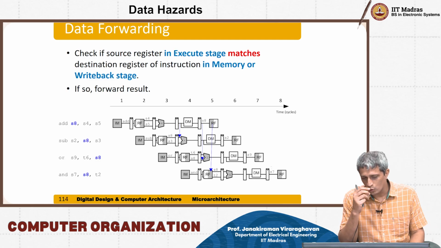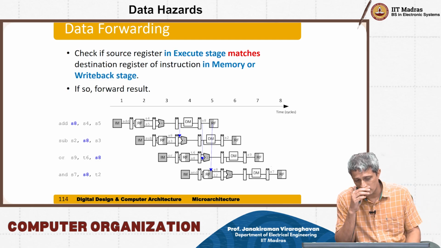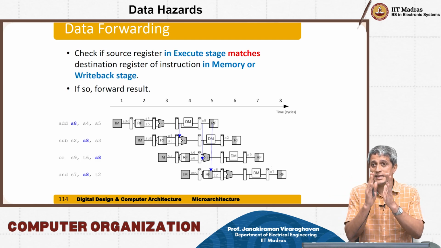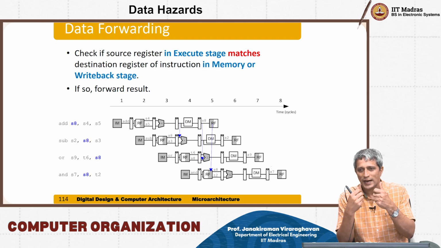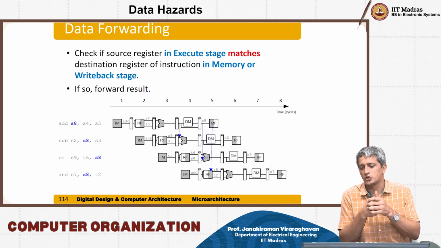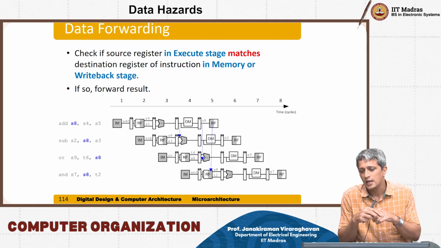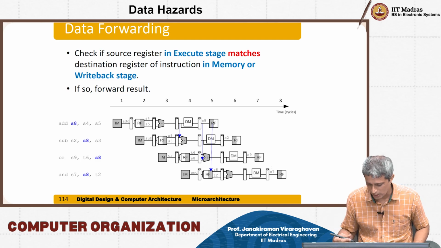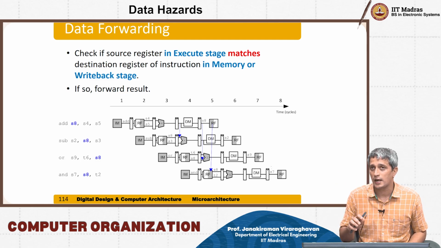So all you have to do, if you want to do this register forwarding, is check if the source register in the execute stage matches the destination register of the instruction in memory or write back. Remember, the execute stage is where the ALU actually has to make a choice. It needs the data. Okay, so this is the key point that I was talking about here.